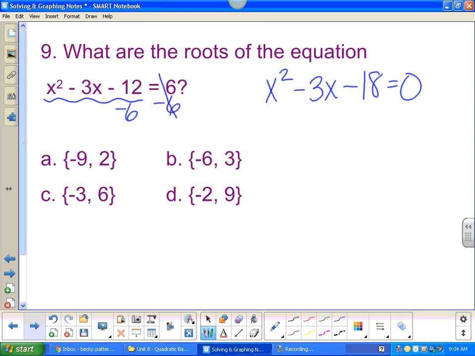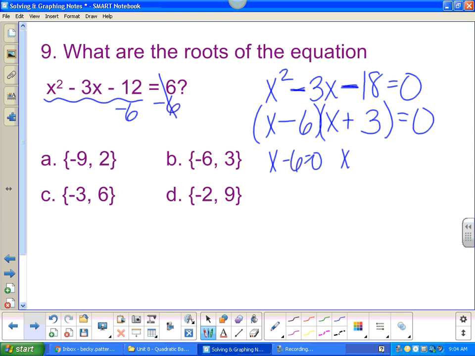Now it's equal to 0. Now I can factor this as a cute little trinomial. Factors of 18 that subtract to give me 3 are 6 and 3. Signs are different. Bigger number negative. Then set them both equal to 0 and solve them. I got a positive 6 and a negative 3.